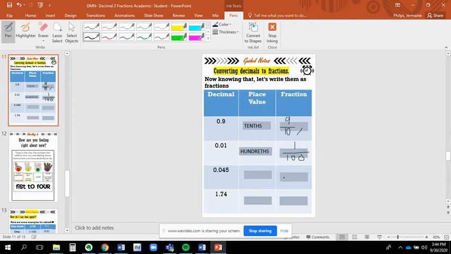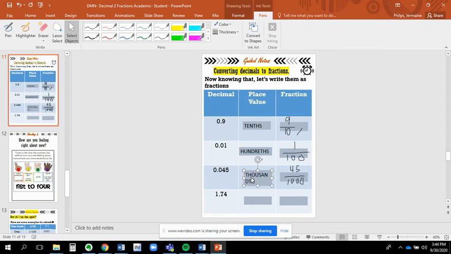This is 0.045. This is actually in the thousandths place. Since it's in the thousandths place, that means that our denominator is going to be 1,000. Our numerator will be whatever is left over as our decimal. In this case, it was 045. We don't need to add that 0. So our answer is 45 thousandths.